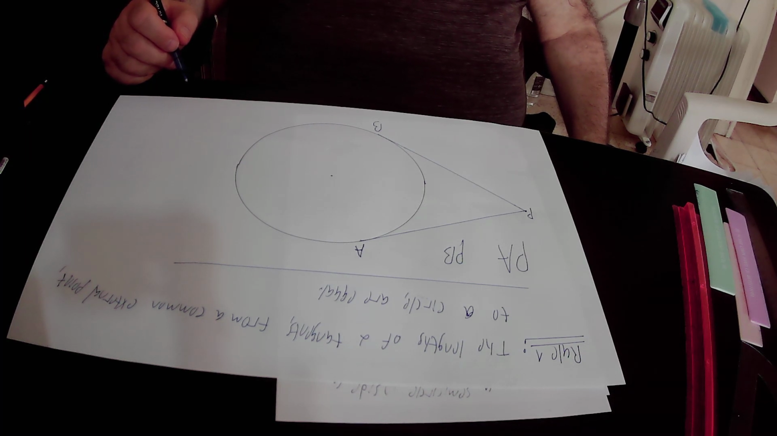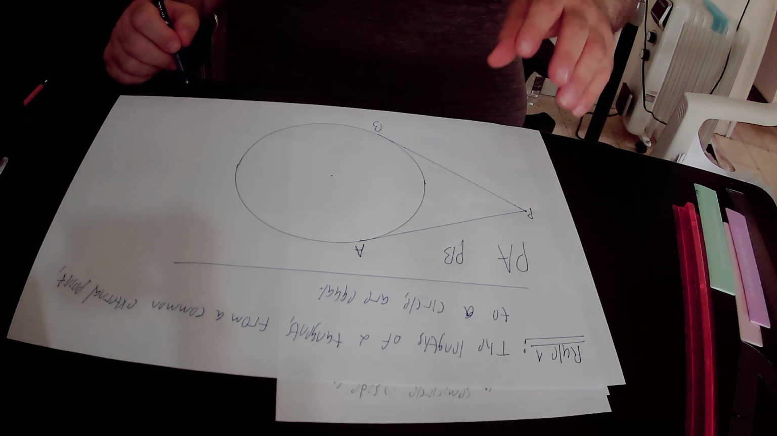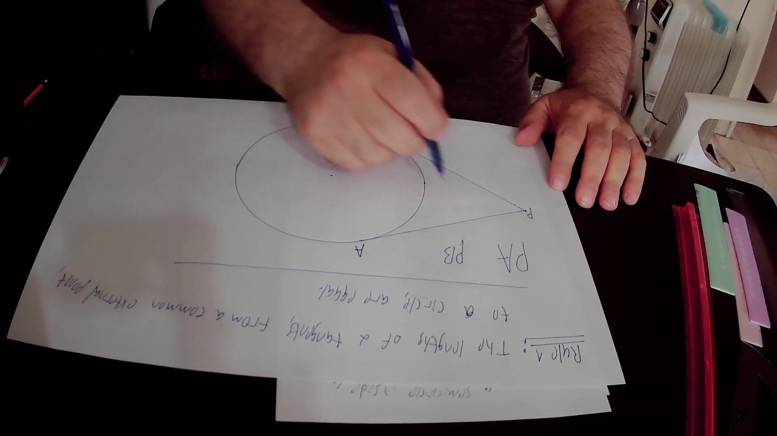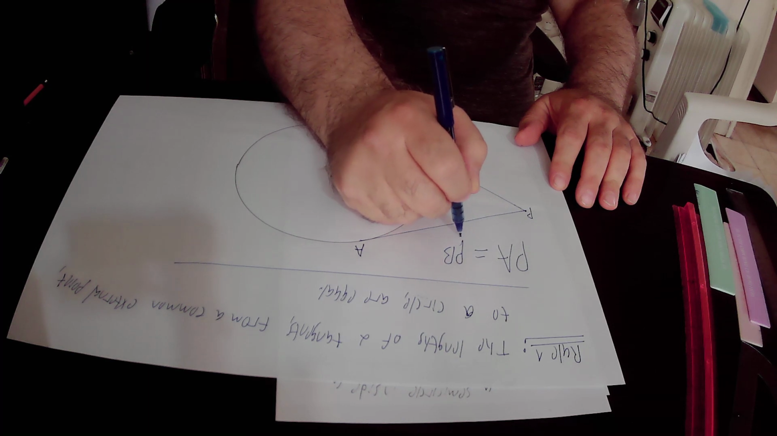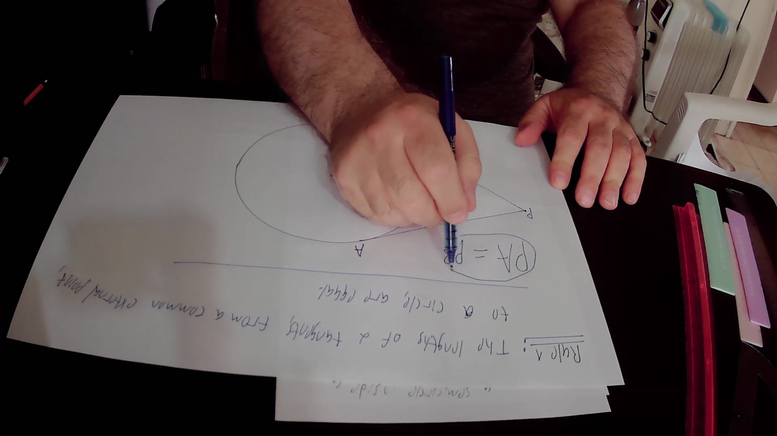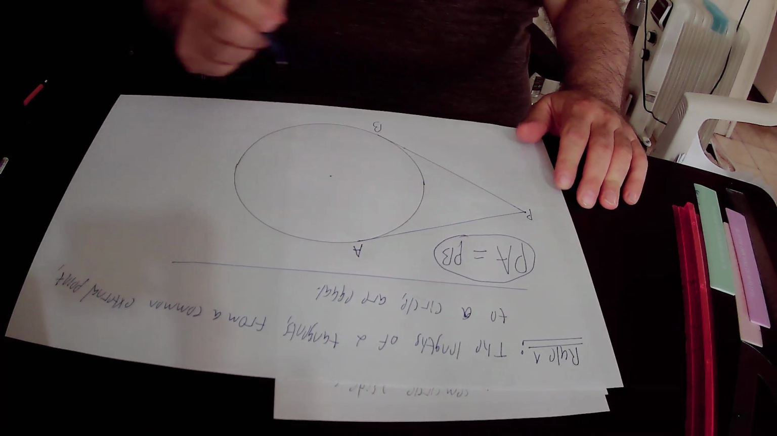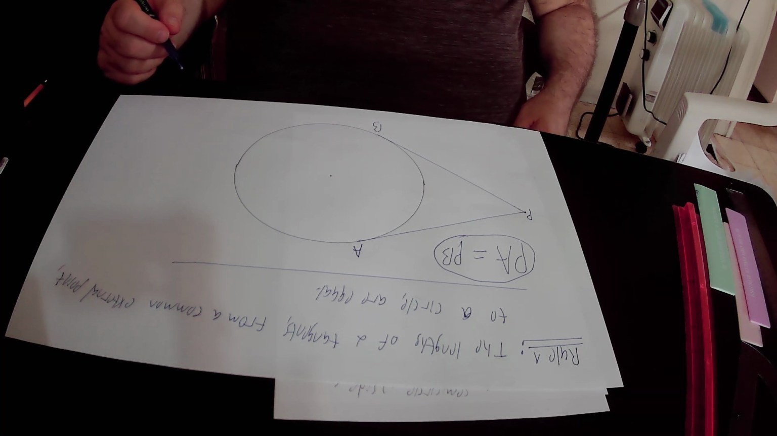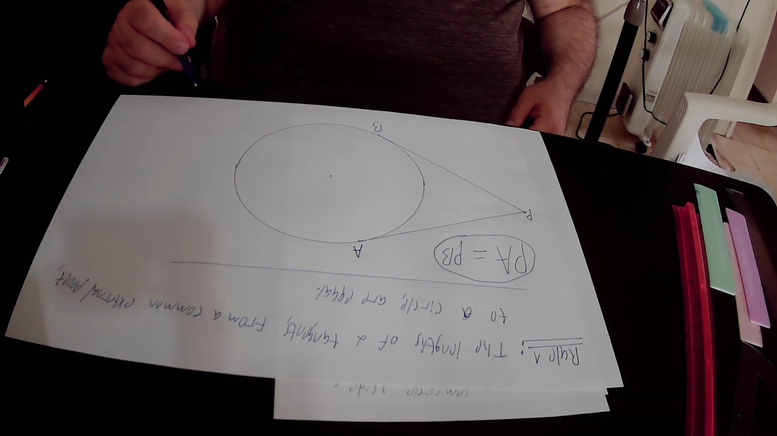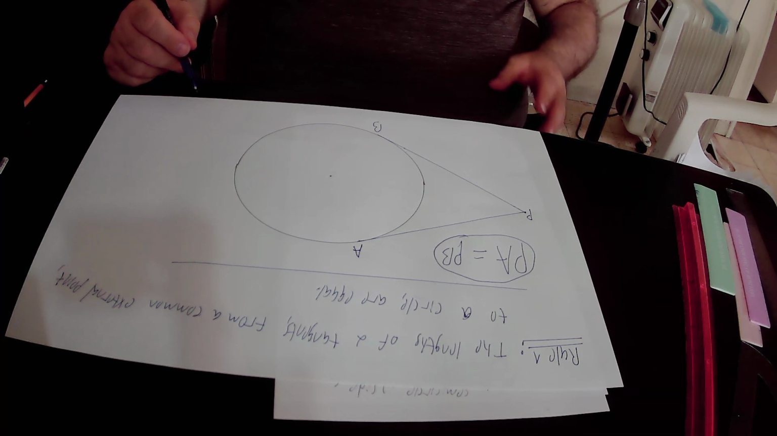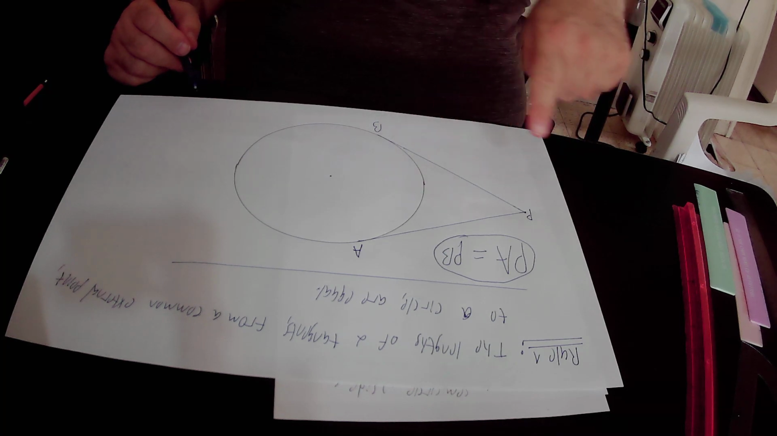That is to say, the lengths of those two tangents are equal to each other. PA equals PB, according to rule number 1. So whenever you draw two tangents to a circle from a common external point, the lengths of those two tangents will be equal to each other. In this case, PA equals PB.